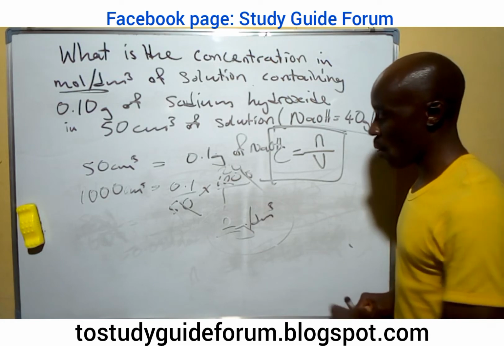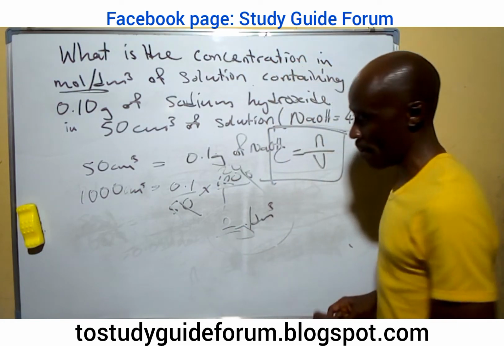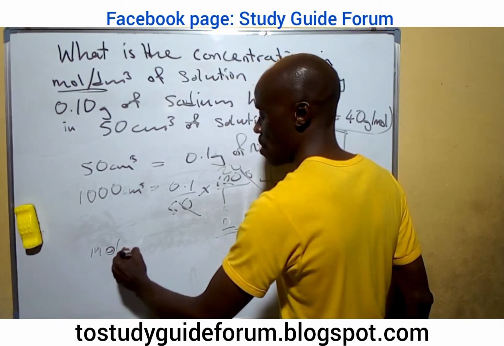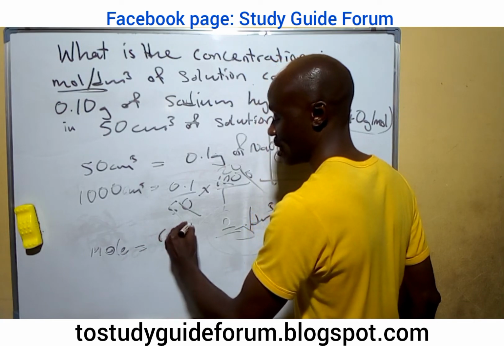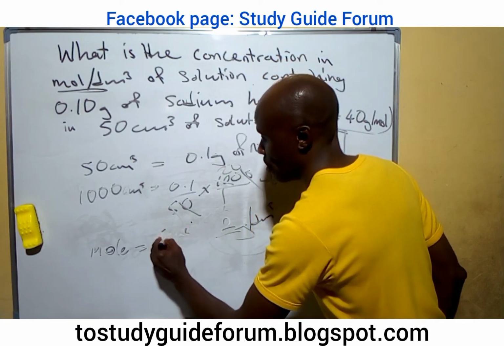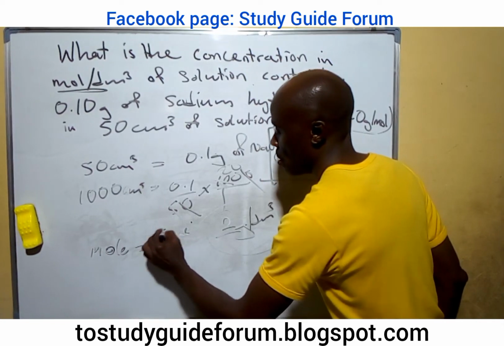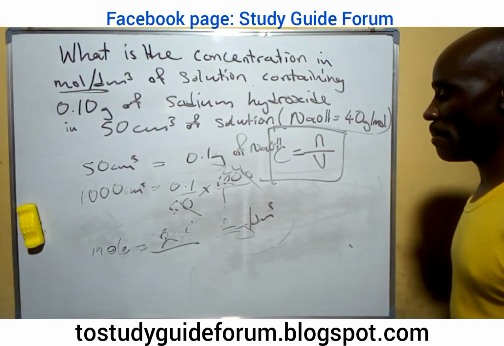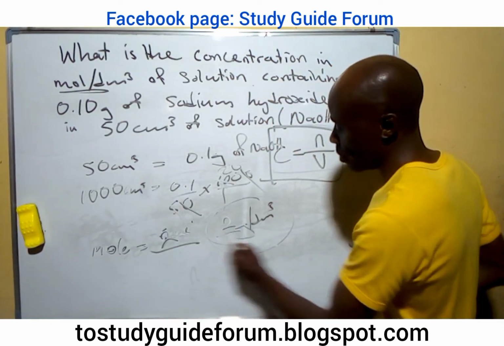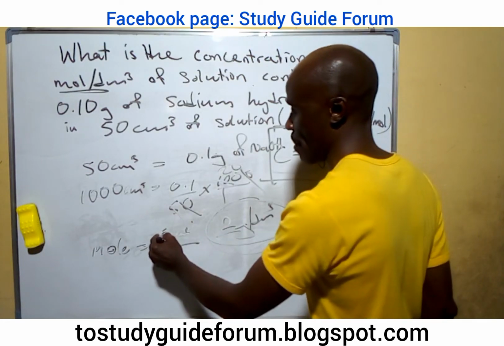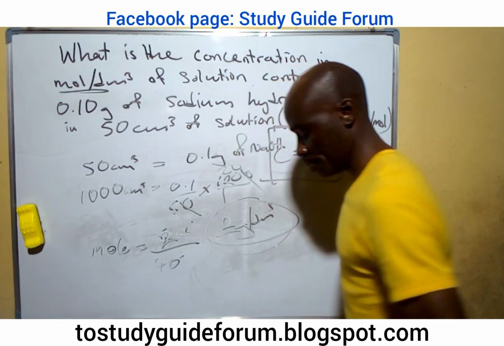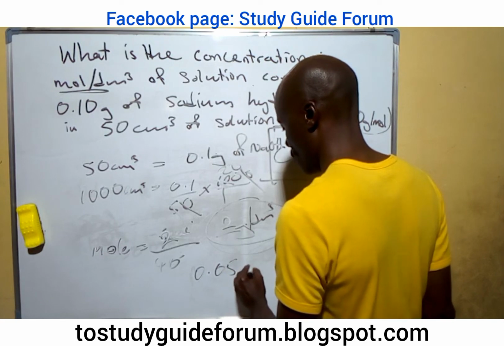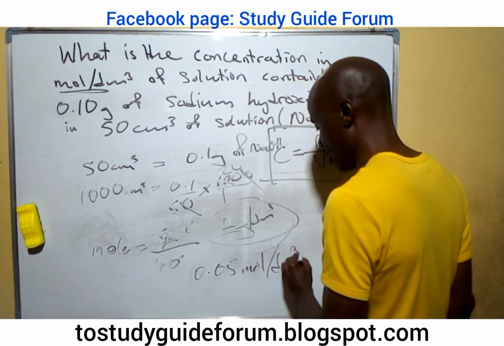Now we can use this one. Remember our formula that said mole is equal to mass, reacting mass, as stated before, which is 2, over molar mass. Now the molar mass, because here already we have it in volume, we divide by molar mass, 40. What we'll get there should be 0.05 mole per dm cube.